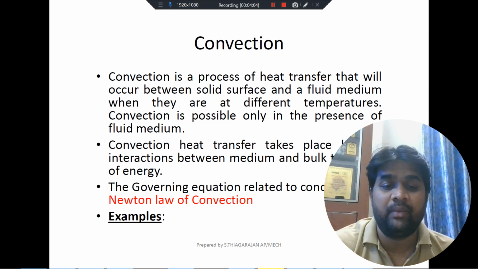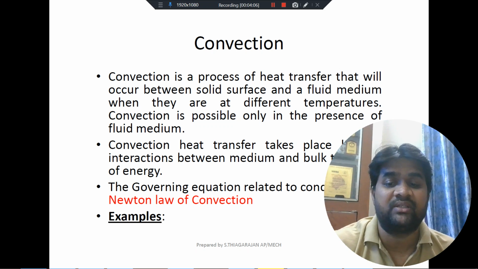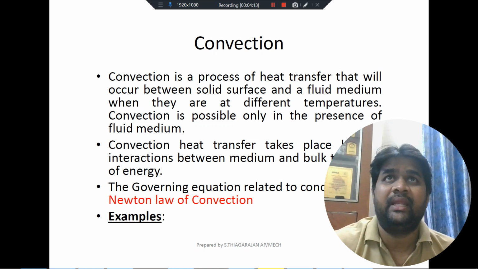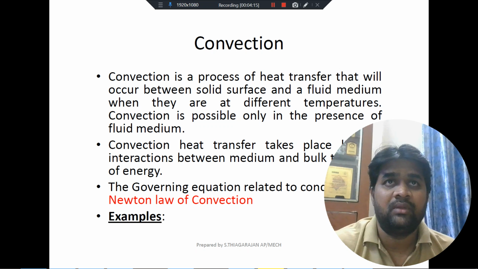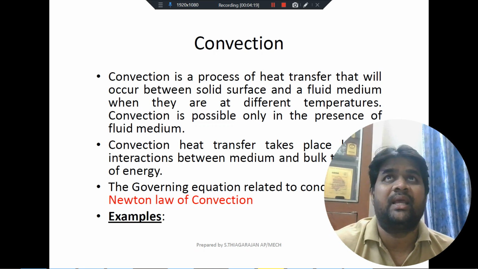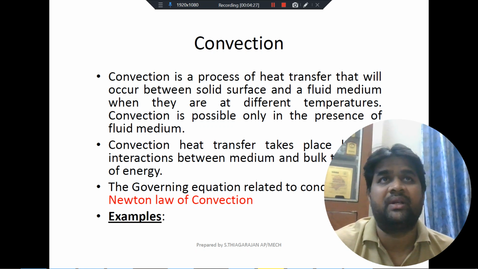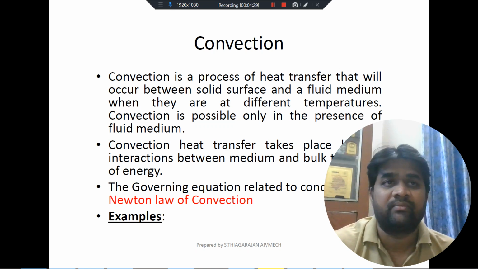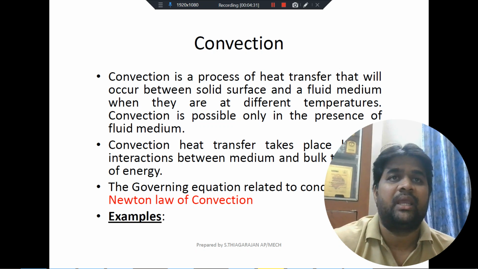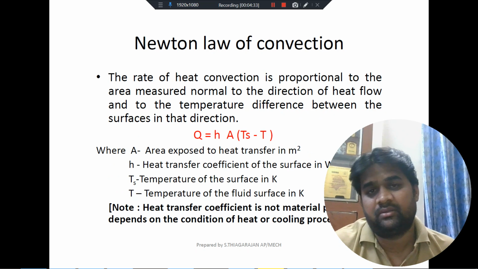The governing equation related to convection is Newton law of convection. Examples: the heating of a pan that boils the water inside. Next, the cooling of IC engines and other electrical components such as CPUs and transformers, and nuclear reactors, etc.